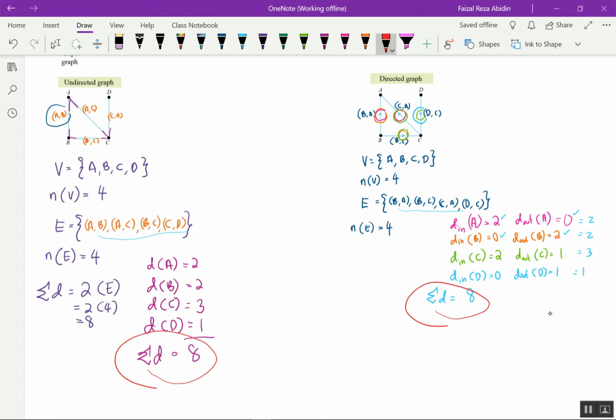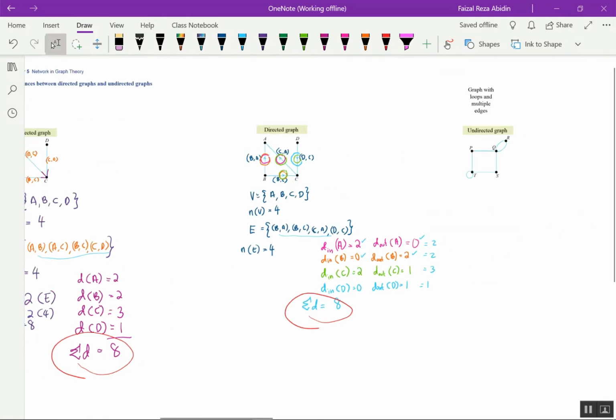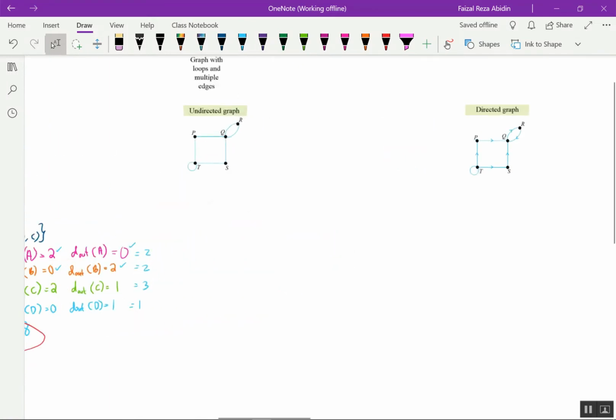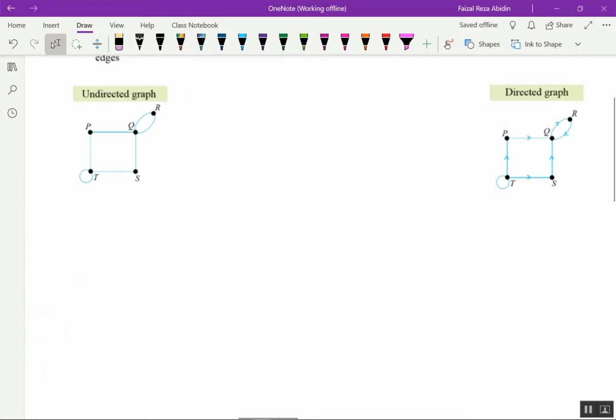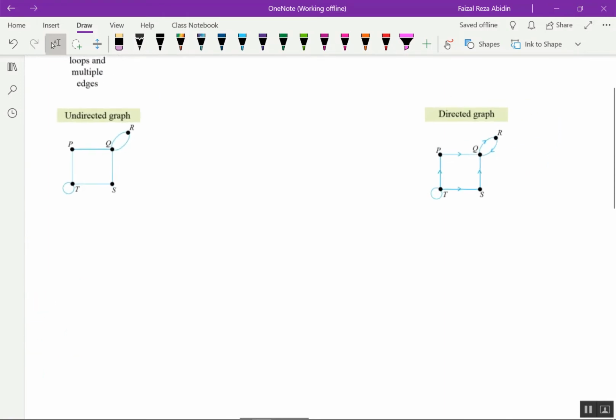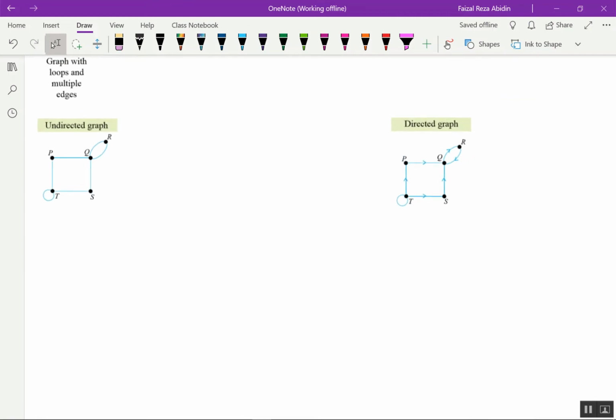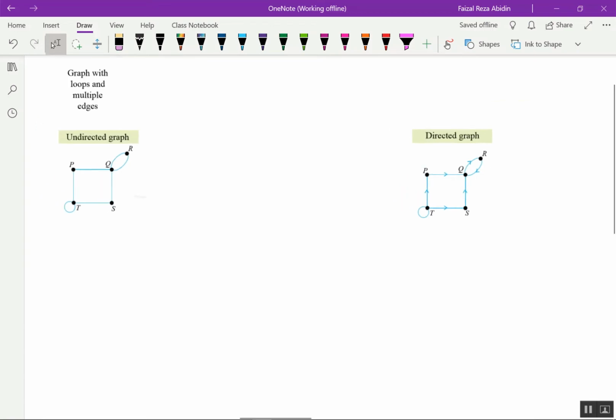Next we are going to look at graphs with loops and multiple edges. Also the same one. Also the same graph, but the first one is an undirected graph, no direction, right? And there is direction given for the directed graph. What is the difference? Now I'm going to discuss this one.